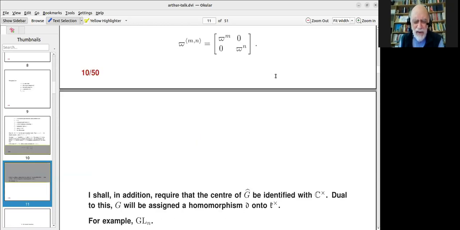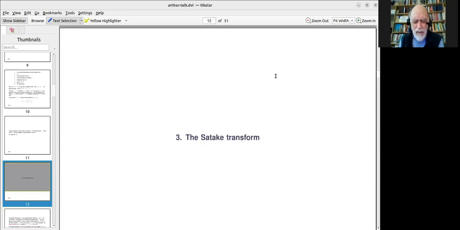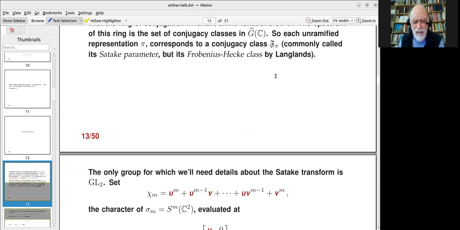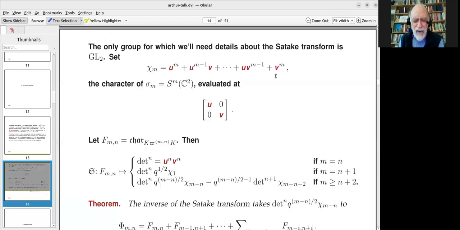My notation is just a standard notation.